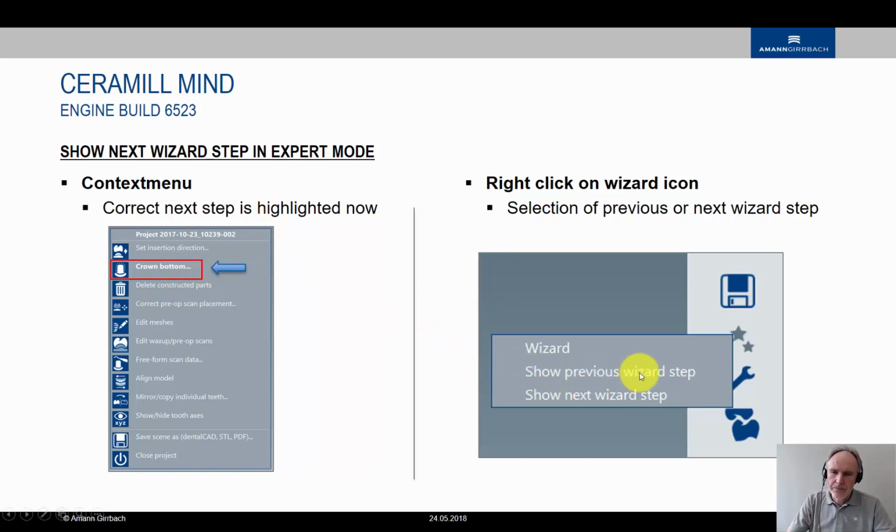If you go back from expert mode to the wizard, you have the choice to go directly into the step you are coming from, or you can pass directly to the previous step or the next wizard step. This opens much more flexibility when you jump between wizard mode and expert mode.